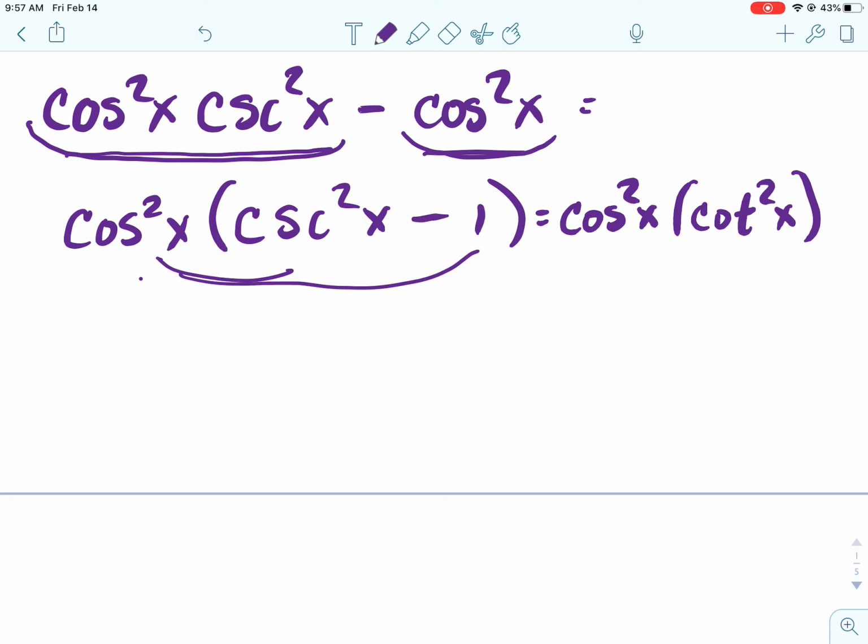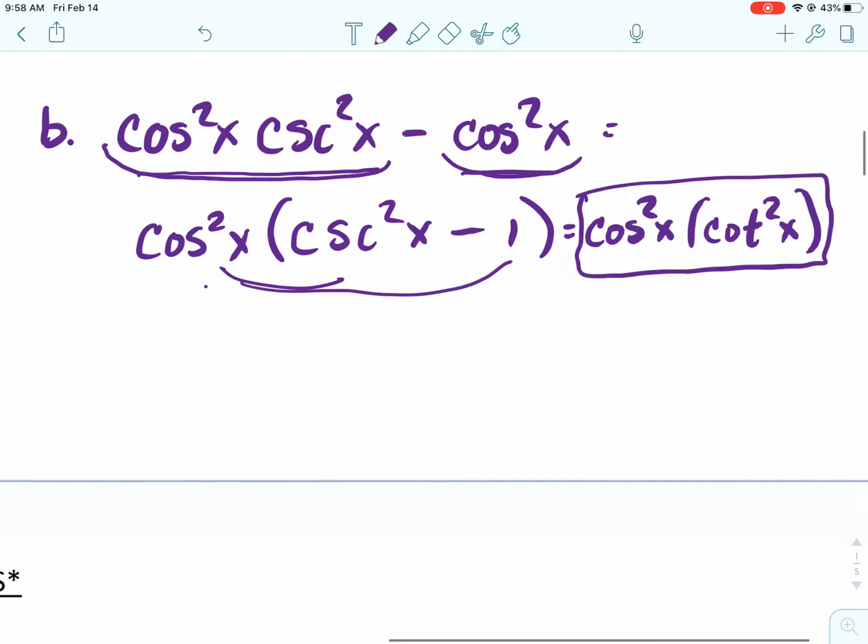All right, and in this case, that's all we can do. We could try kind of playing around with cotangent squared, changing it to different things, or cosine squared, but it doesn't get any simpler than that form. And again, that is going to challenge you, knowing when to stop. All right, let's look at another one.